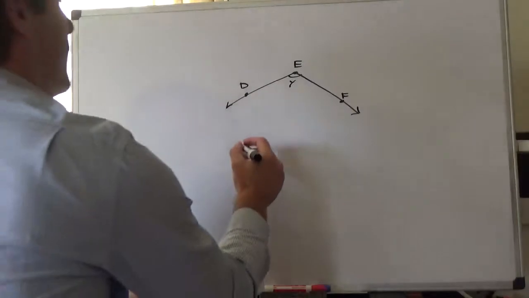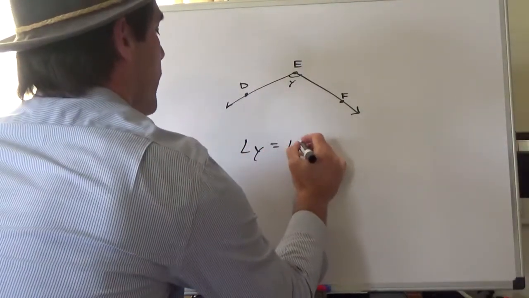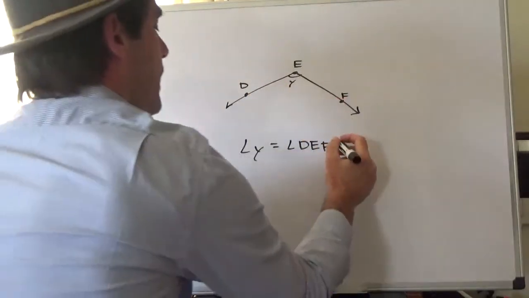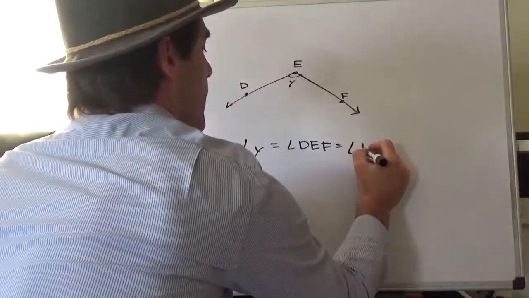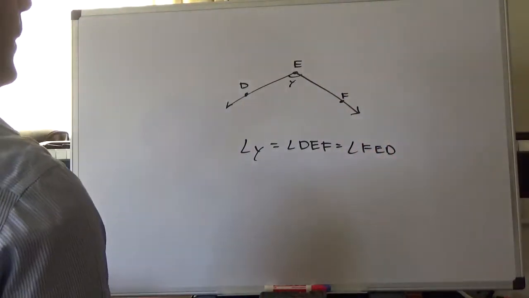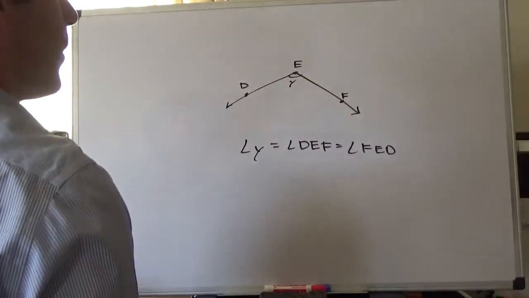Well, we could call it angle Y. We could call it angle DEF. DEF could also be called angle FED. So FED, DEF, or simply angle Y.